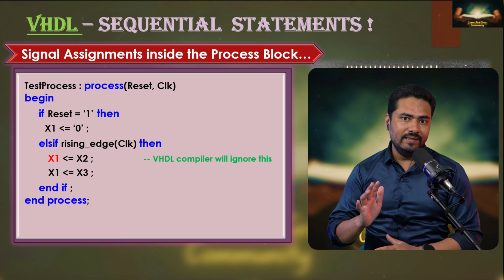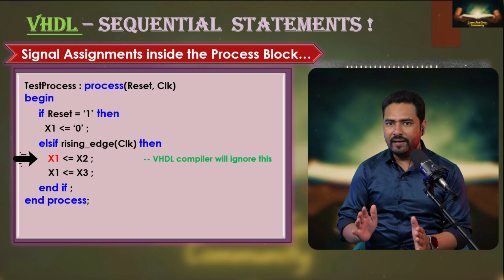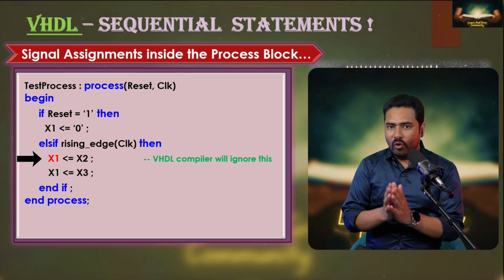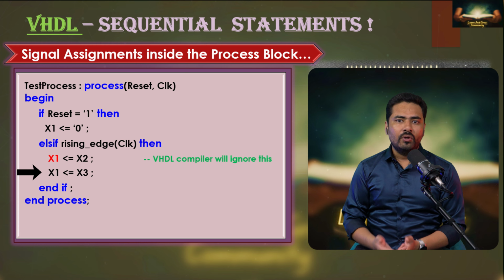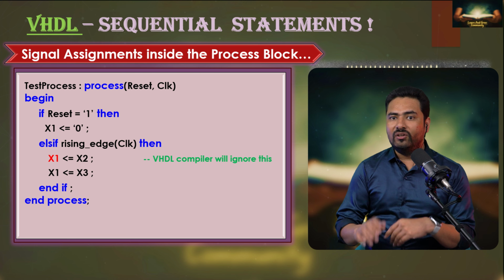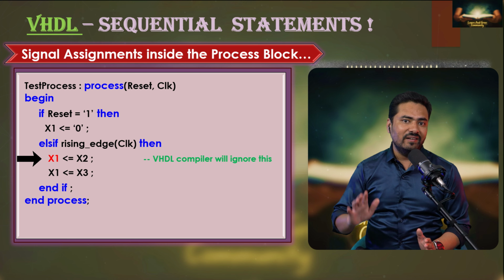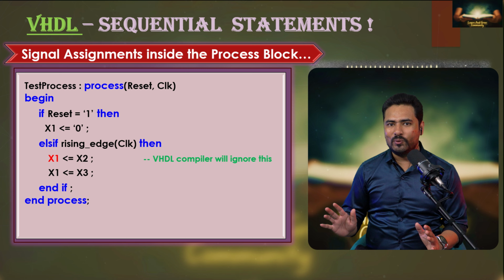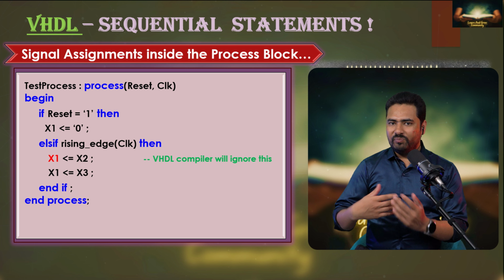The simple answer is that VHDL simply ignores the first statement. Only the last statement will execute. So X1 will get the value of X3. Simple. And it will be treated as if the first statement never existed in that VHDL code from the hardware perspective. Okay, so that's it for today.